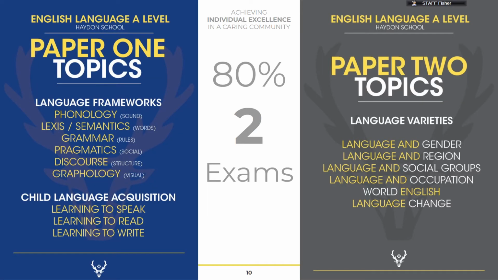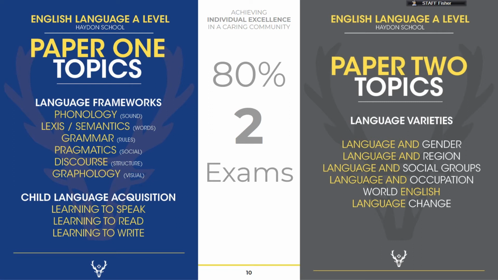Now what we have here is the overview of the course. Now on paper 1, you'll be studying language frameworks, and that's really the toolbox linked with language. I've already mentioned topics such as phonology, so our sound system, but we'll also look at grammar. We'll look at pragmatics, which is the way that language is used in social situations. You'll look at discourse, so how language is structured from speeches to letters to stories. You'll also study on paper 1 child language acquisition, looking at how children learn to speak and how they learn to read and write in the early years of life.